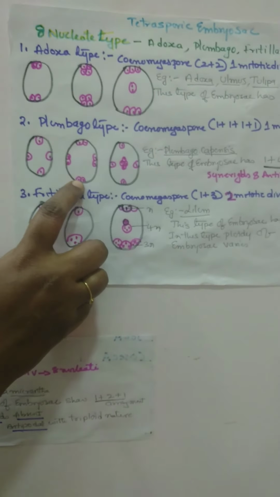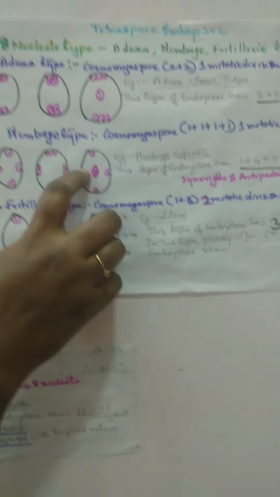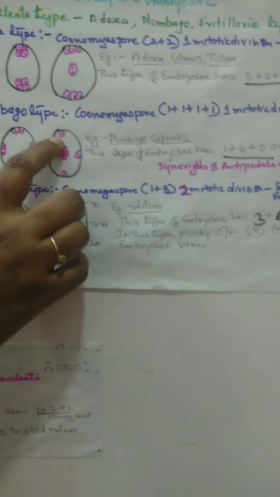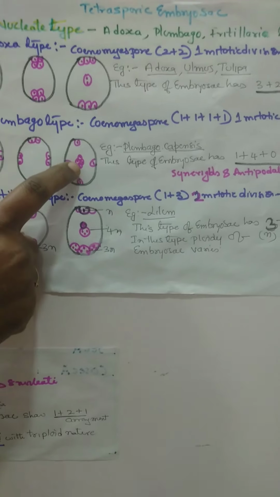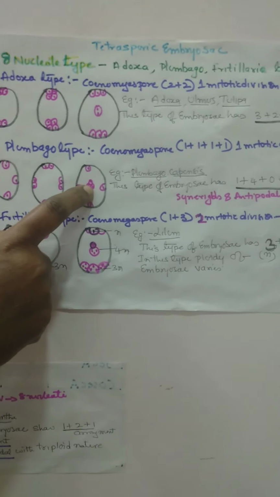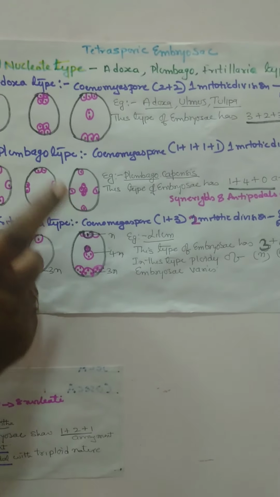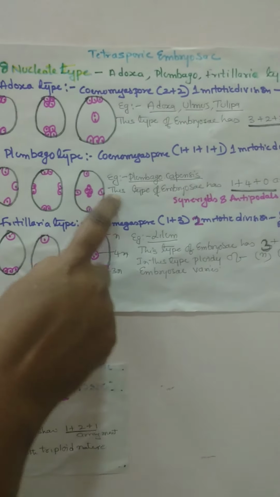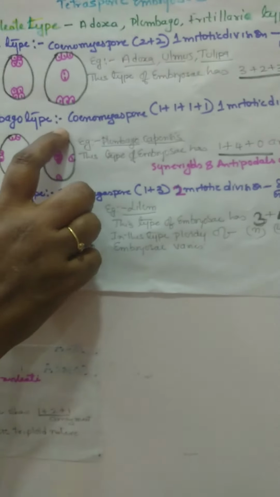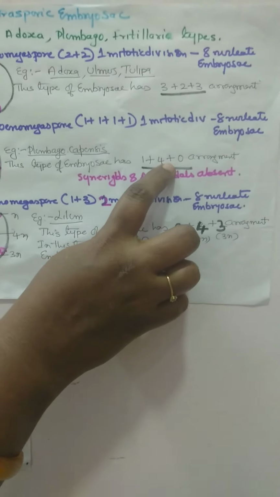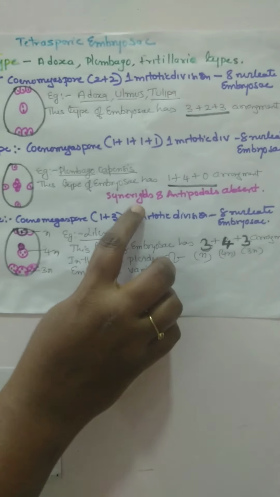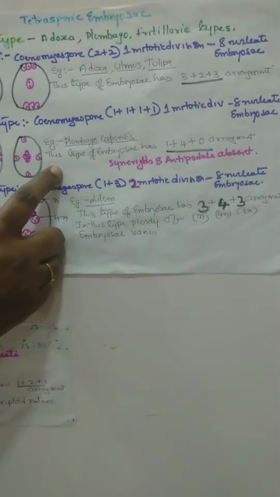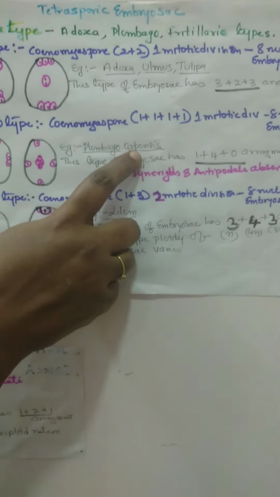So what do we see here? Once again, one nucleus from all the 4 will migrate into the center. So we find that only one egg cell is present. Polar nuclei is 4 nucleate in nature, and we find that synergids and antipodals are completely absent. So a mature embryo sac of Plumbago type is arranged in 1 plus 4 plus 0 nature. So synergids and antipodals are completely absent, and this kind of embryo sac is found in Plumbago capensis, first studied in them.